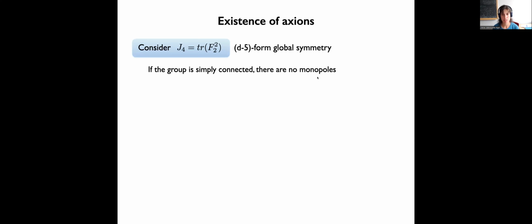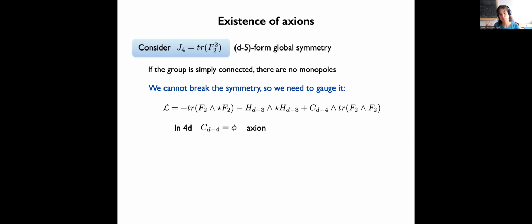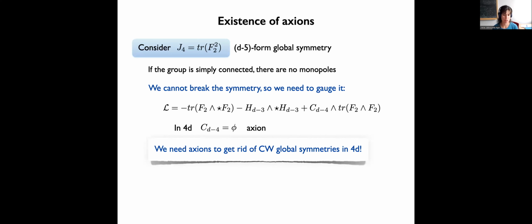So the only way that we could think of, and that we found in string theory, is that we cannot break it, so we must gauge it. And in all the examples we could find, this was always what was happening: whenever we have these non-abelian groups, in the end you need to gauge the symmetry, so you need to have an axion that couples to this F∧F to get rid of the symmetry. So you can try to interpret also the presence of axions this way.